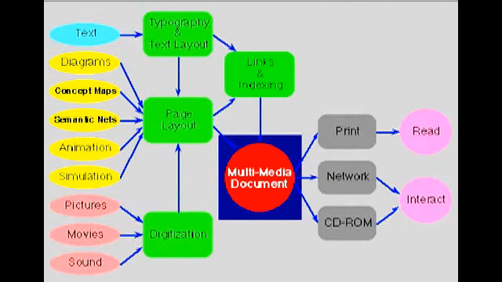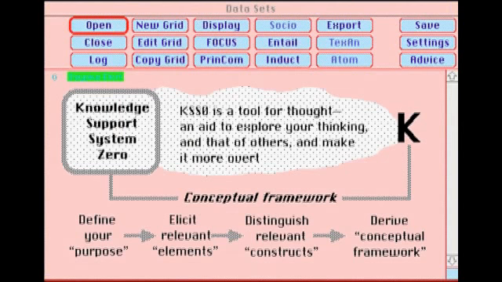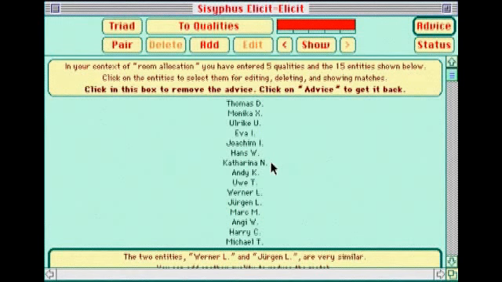final multimedia active document. This is a demonstration of knowledge elicitation for KWrite documents using KSS0, our repgrid tool. The problem is one of room allocation. A knowledge engineer is developing a knowledge base from examples of a domain expert actually allocating rooms.